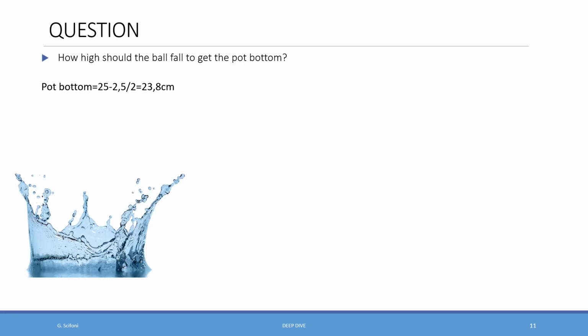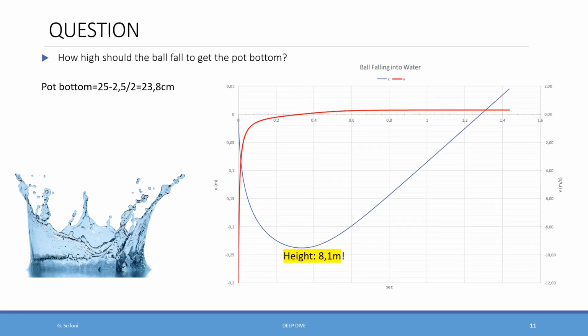The last question we need to answer is, which is the dropping height needed to reach the bottom of the water pot? We apply the same equation and its numerical solution, but we are changing h till when the depth becomes our set value, that is 23.8 centimeters. This is the depth minus the radius of the ball. And we find 8.1 meter. That is really a lot.